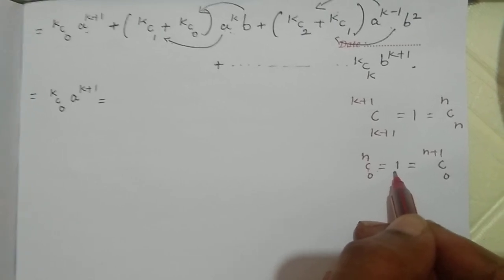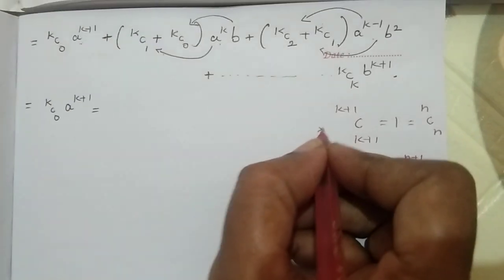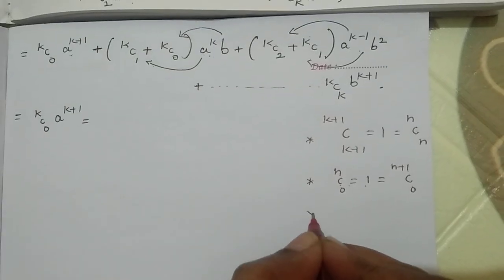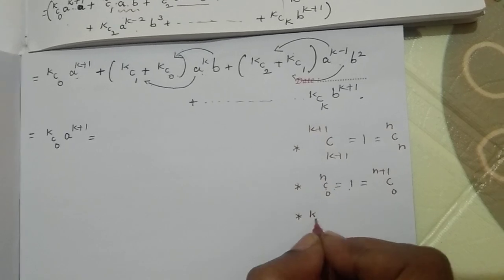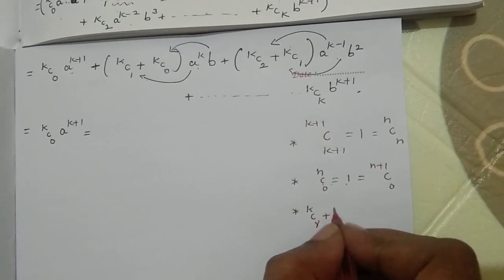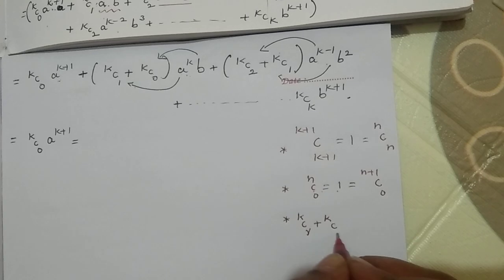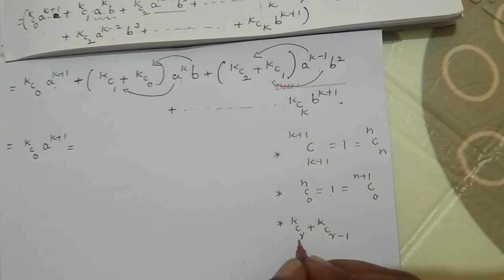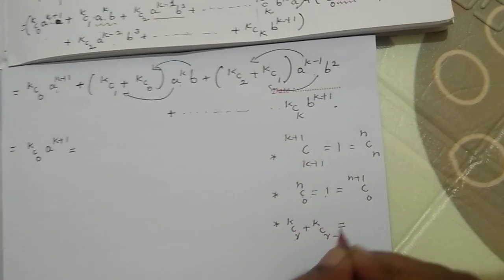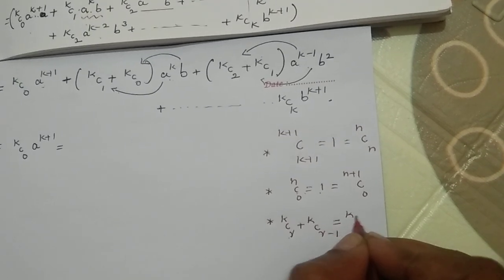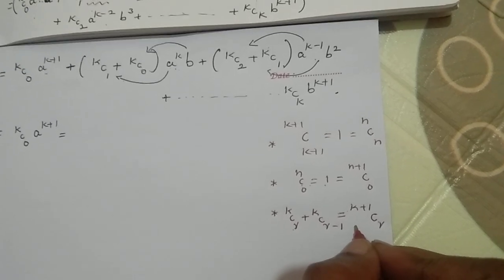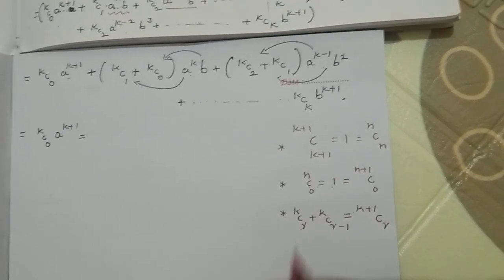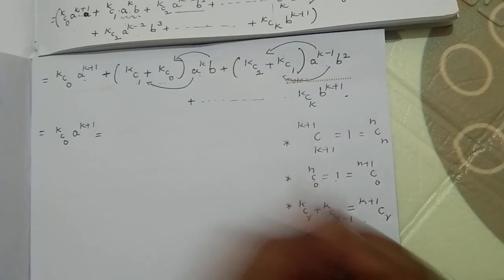This is one formula, the second formula, and now the third formula, which is very, very important: kCr plus kC(r minus 1). Compared to r, the value is one less. In such a case you can add them to get k plus 1 Cr. This is very important, because according to this formula only we are going to combine these two values.